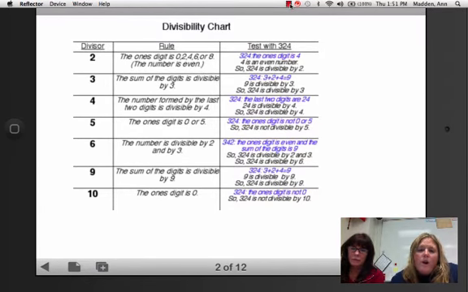Factors are looking for what numbers are divisible that will not make a remainder. Is that what you'd say, Mrs. Amore? Yep, absolutely.